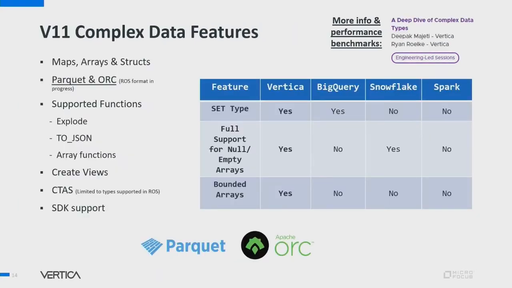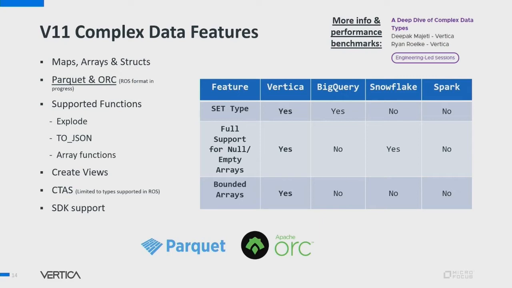From here, we have basically completed the journey with Parquet and complex data types. If you want to query maps, arrays, and structs in your data lake, you can do that with Vertica using our external tables as a query engine. Here you can see Vertica supports the set type, full support for nulls, and bounded arrays, which compared to many of the alternatives that have strong support for complex data types is very much superior. Again, this is for Parquet and ORC data with external tables.